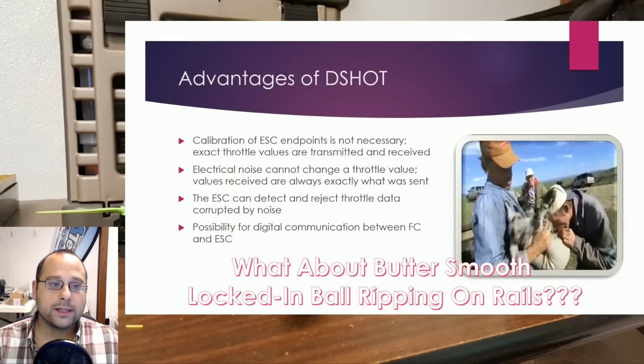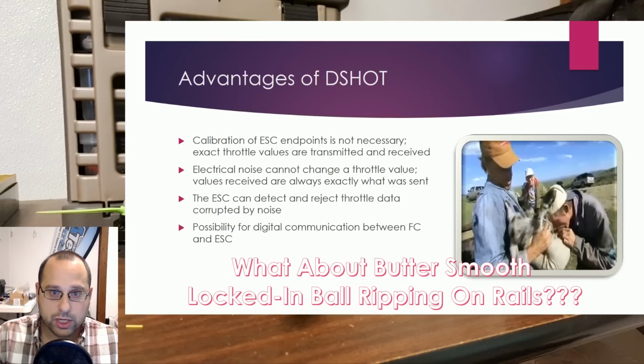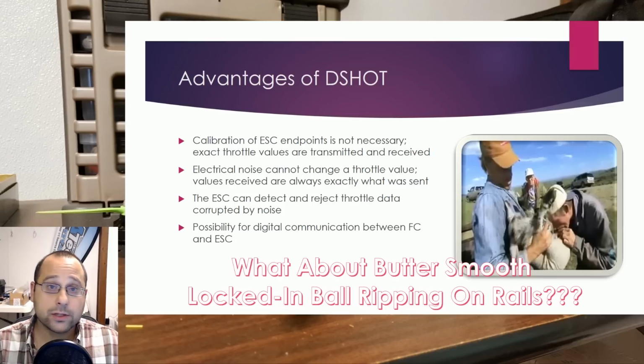With digital protocols, electrical noise cannot change a throttle value. Values received are always exactly what was sent. So with an analog protocol, if you're sending a throttle pulse and electrical noise changes the voltage level, the throttle pulse ends early and the ESC receives an incorrect value. You were sending 1500 microseconds and the ESC read 1100 microseconds. And yes, a few microseconds later, it's going to get the next value and it'll correct itself. But it's a little glitch there, isn't it? It's a glitch in the values that will show up in a lack of smoothness in the motor output, for example. So in this case, the values received are always exactly what was sent.